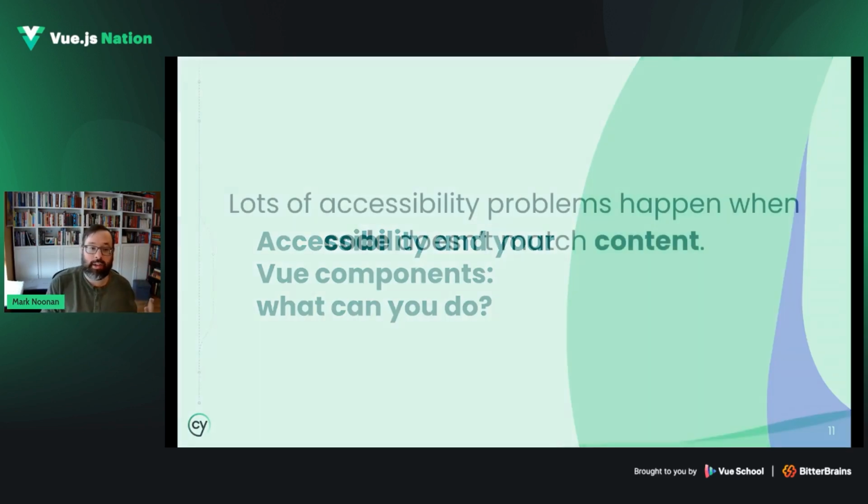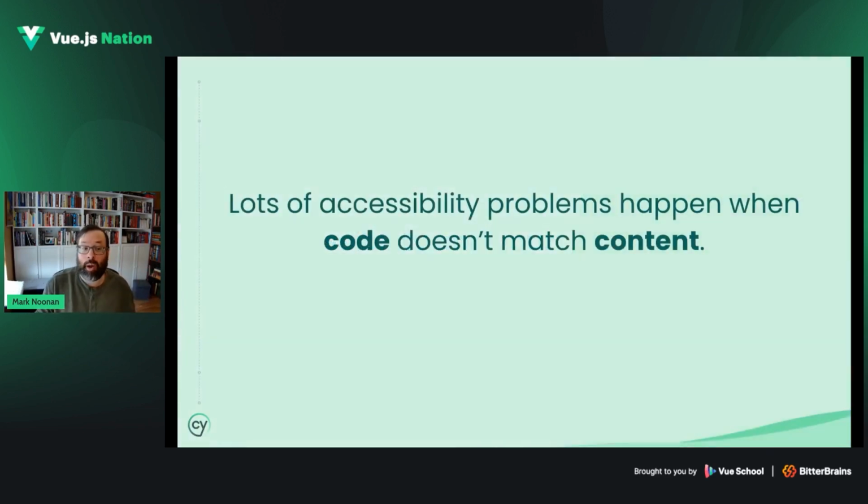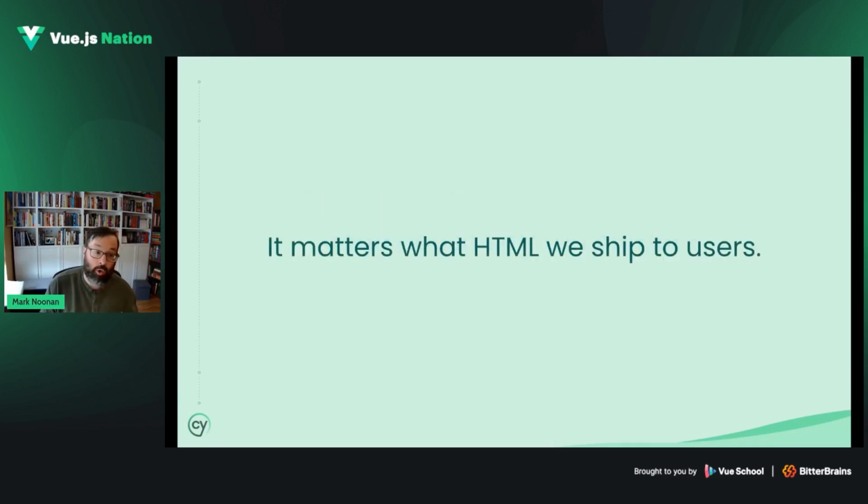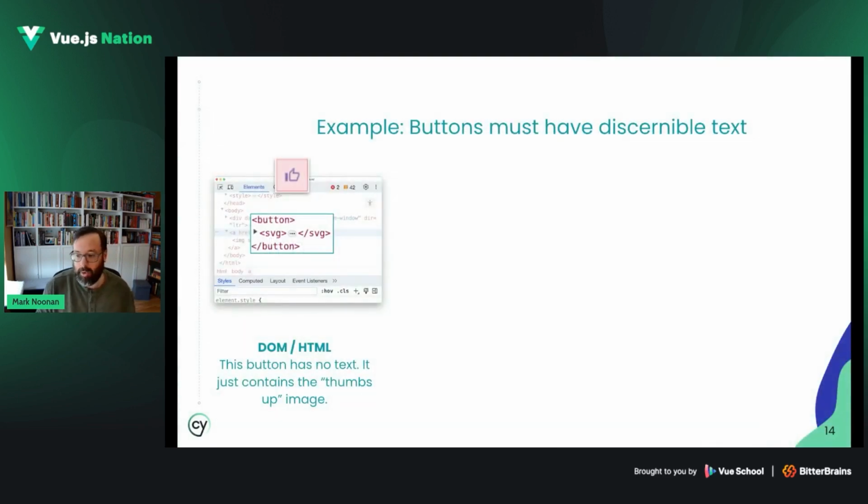So we had covered a little bit of the general premise that accessibility problems happen when the code and the content don't really match up. So you're seeing one thing on the screen, but it's not reflected at all in the HTML structure, or you can only use things with the mouse, but not with the keyboard because the HTML is not supporting those interactions. The underlying idea here is that it matters what HTML we ship to users in our component.